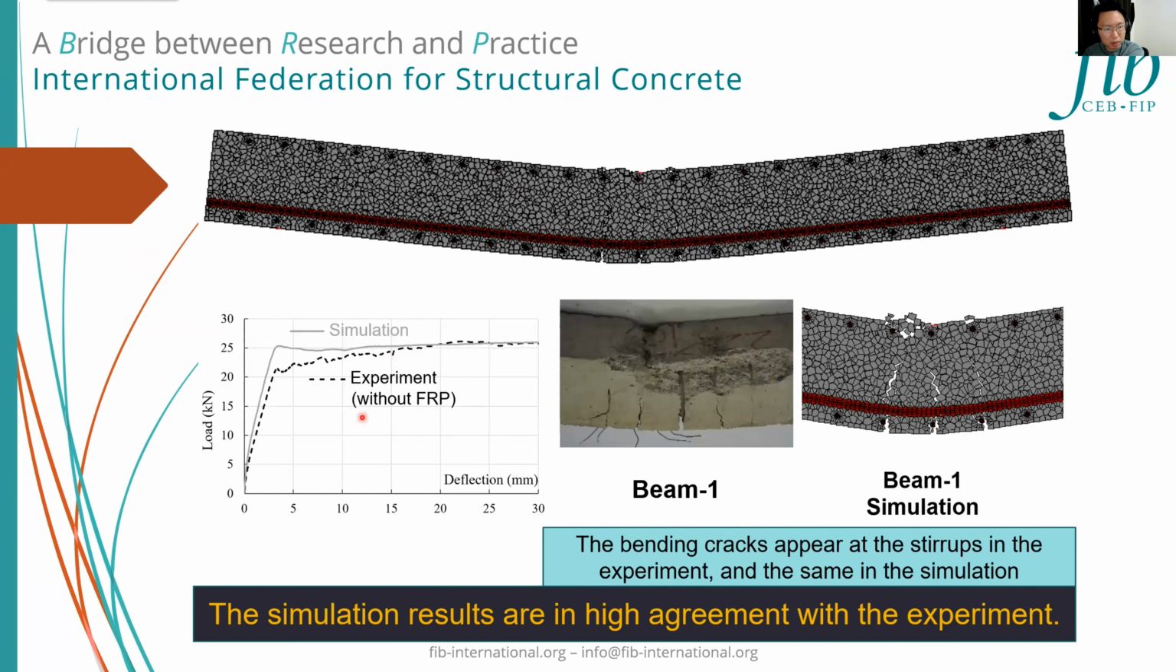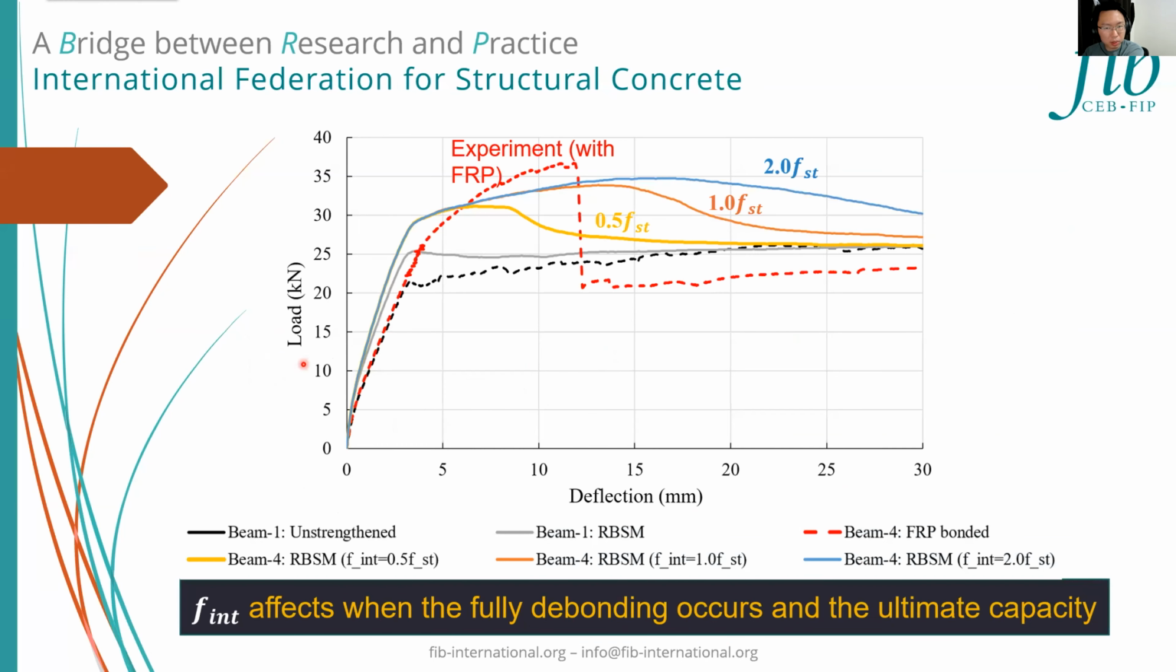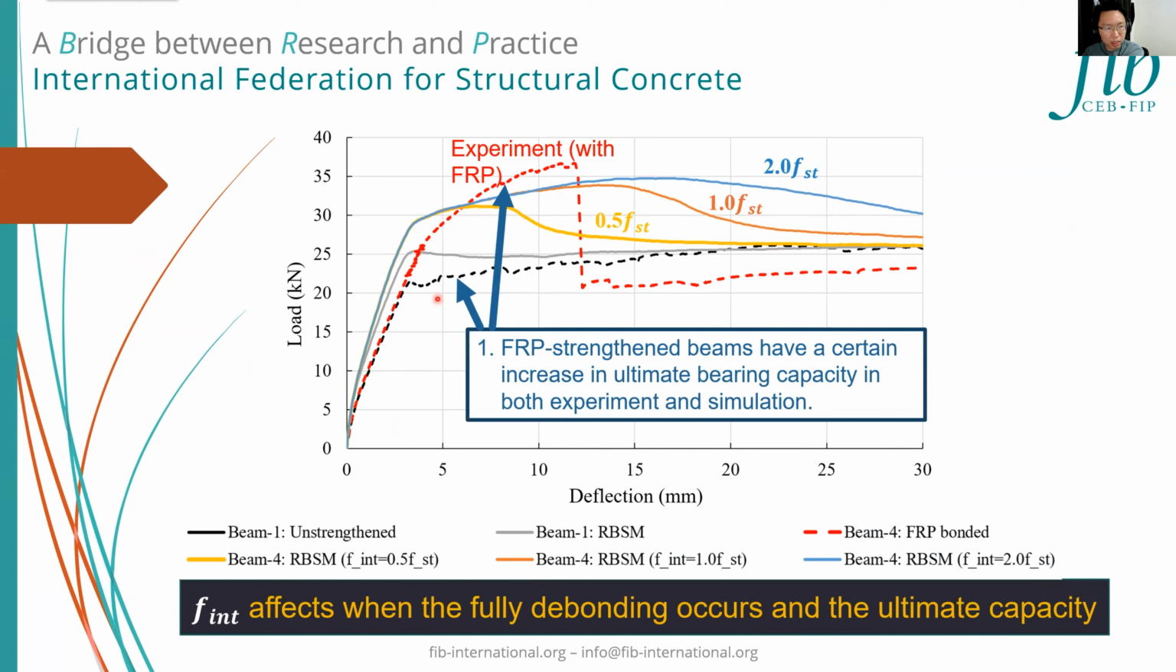and also the cracks. Then for the FRP strengthened beams, in the load displacement curve, the yellow, orange, and the blue line are of the simulation with different F interface values. And the red dot line is of the FRP bonded experimental specimen. Compared with the experimental result of the unstrengthened beam in black dot line, FRP strengthened beam have a certain increase in ultimate bearing capacity. And the same phenomenon happens in the simulation.